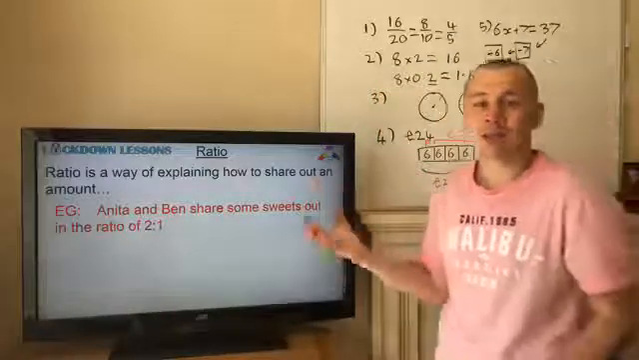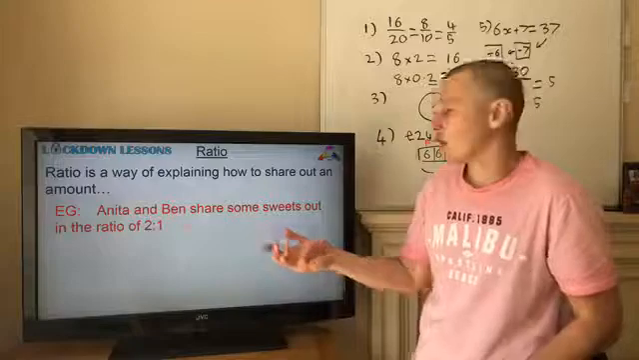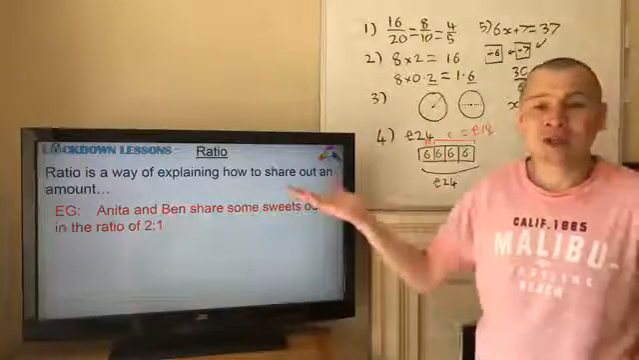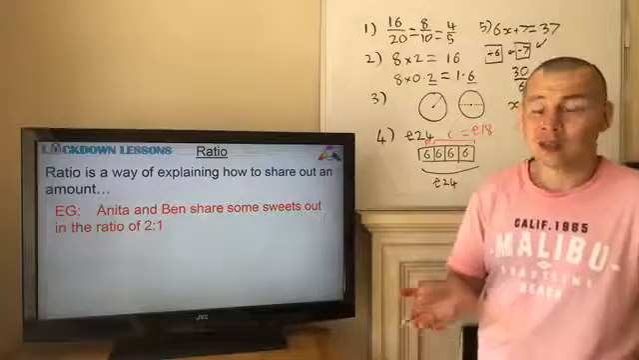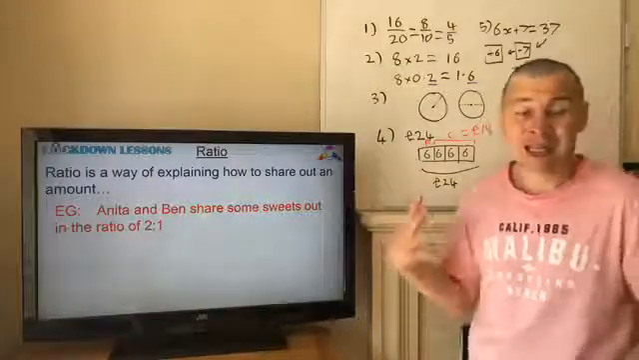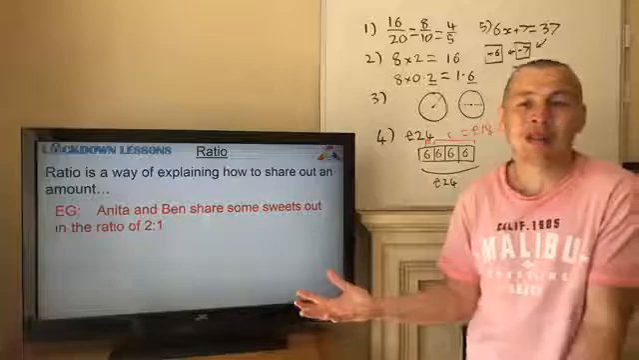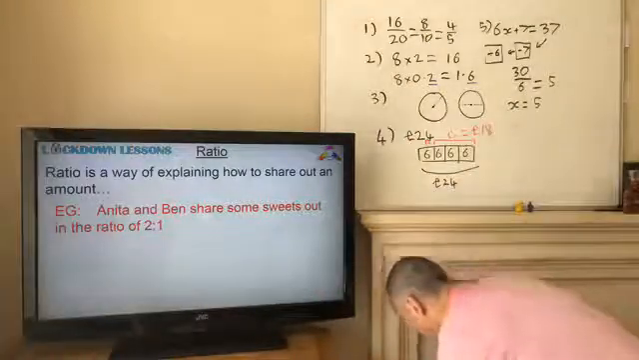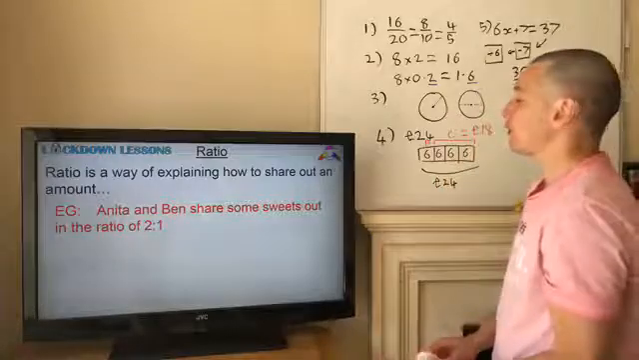Okay, think of this as boxes of sweets. So Anita gets 2 boxes and Ben gets 1 box, and each box needs to be equally filled with sweets. So I would always, and I do this, don't think it's a kiddie way of doing it or anything like that, it's the best way to explain what you are doing. I always do it using some sort of bars.